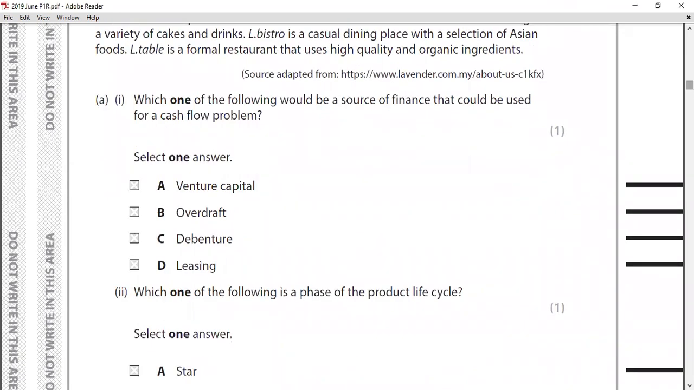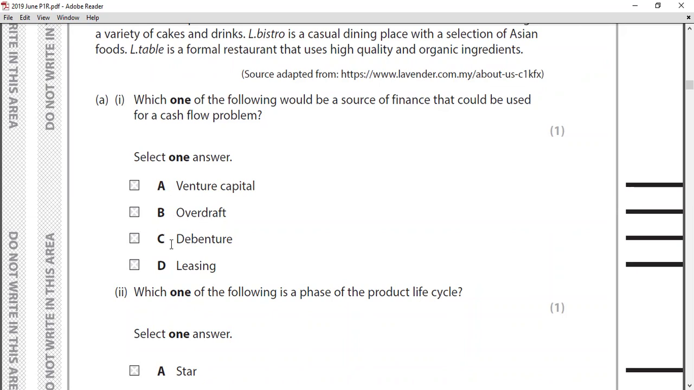Okay, question number 1. Which one of the following would be a source of finance that could be used for a cash flow problem? Cash flow problems are generally regarded as short-term problems, short-term issues. So you have to find an item that is short-term in nature. Venture capitalists invest for the long run, so that is obviously not the answer. Overdraft is a short-term answer.